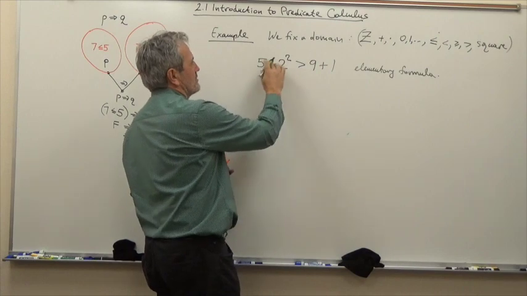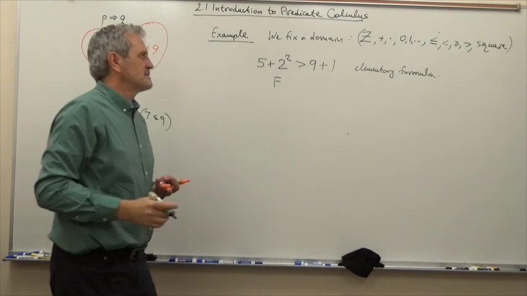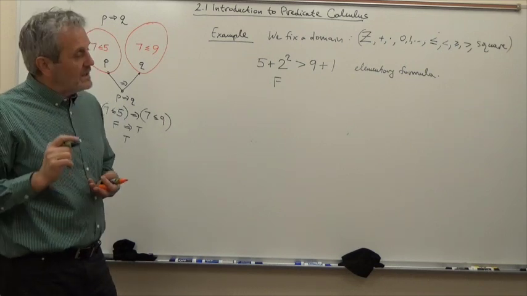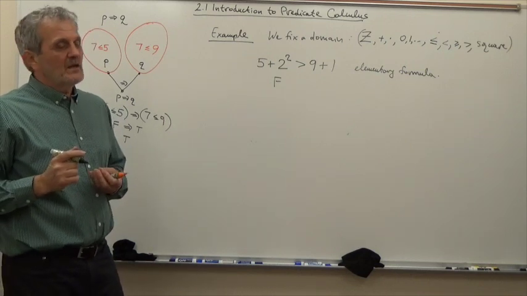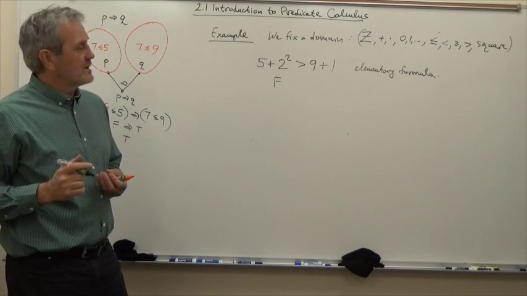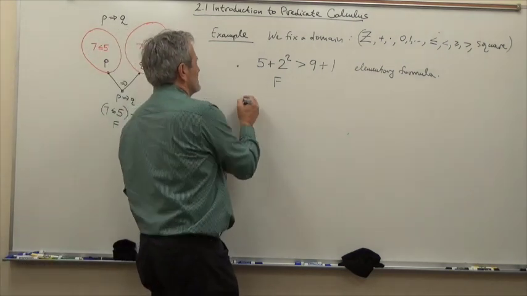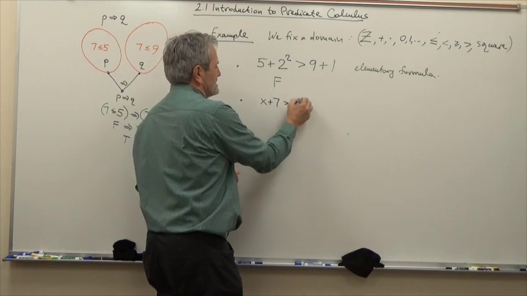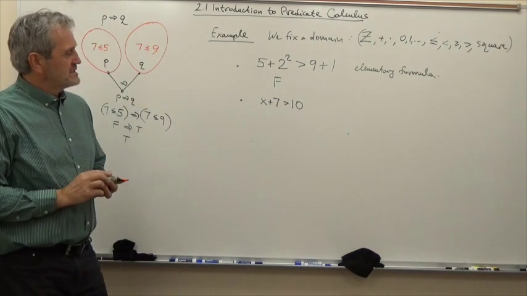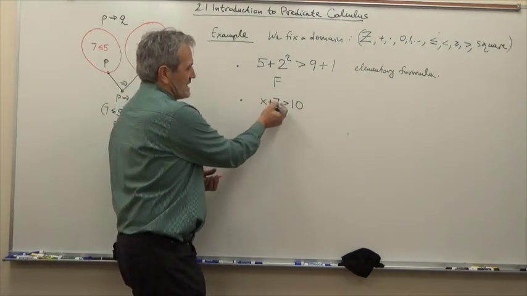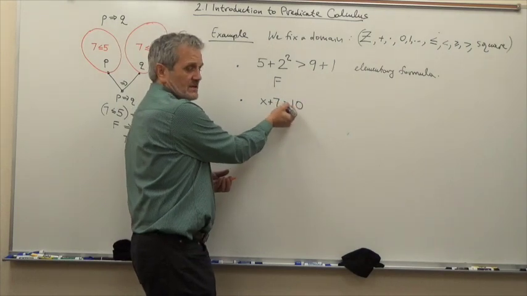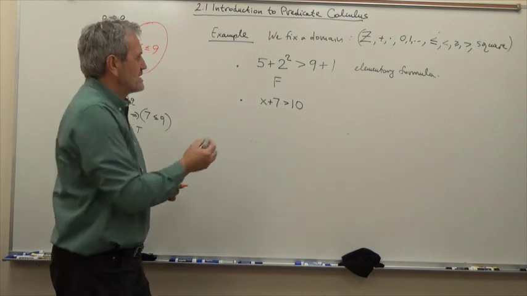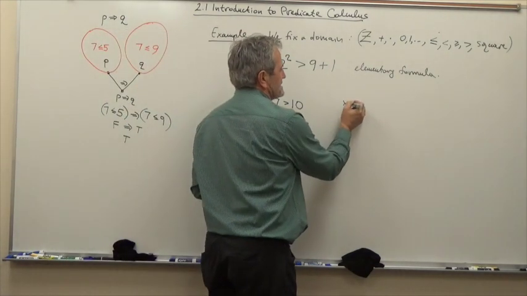Why? Because we know 5 plus 4 is 9, 9 is not greater than 10, so this is an elementary formula. But what's even more interesting is the following elementary formula: x plus 7 greater than 10. How did I build this elementary formula? I used constants, 7 and 10. I used a relation symbol, greater than, but here I used a variable. x is the variable.